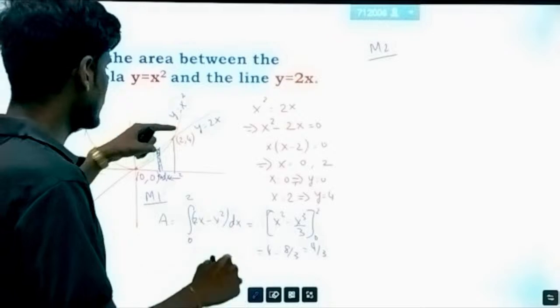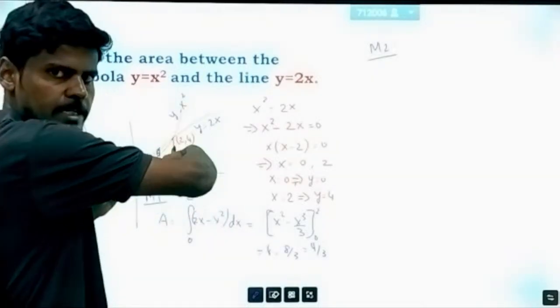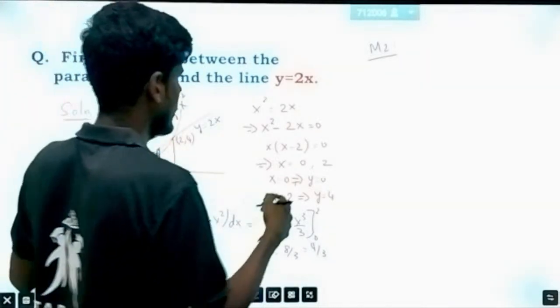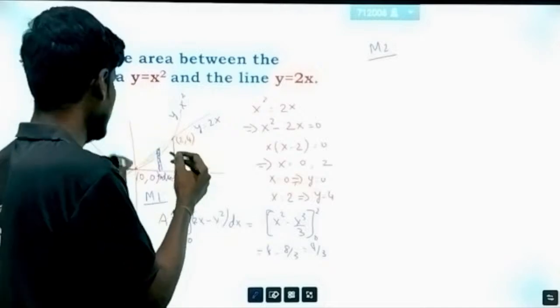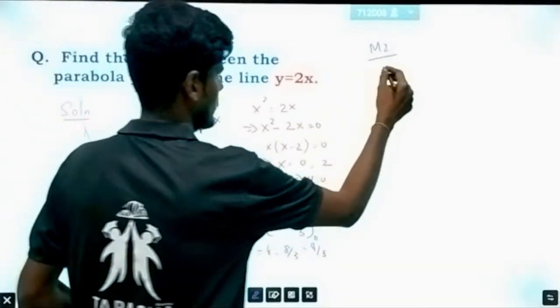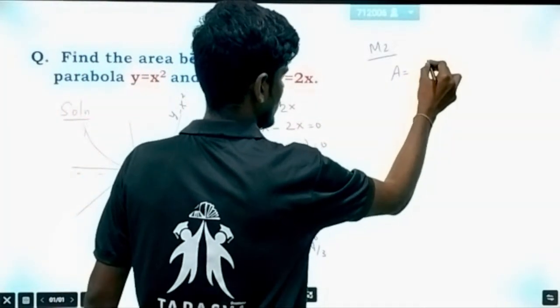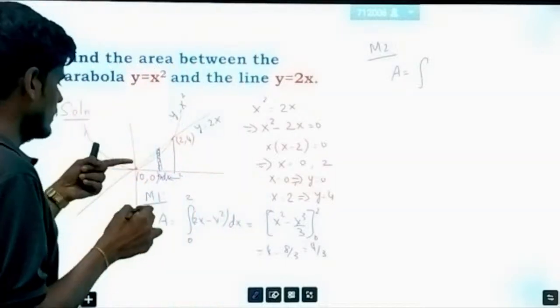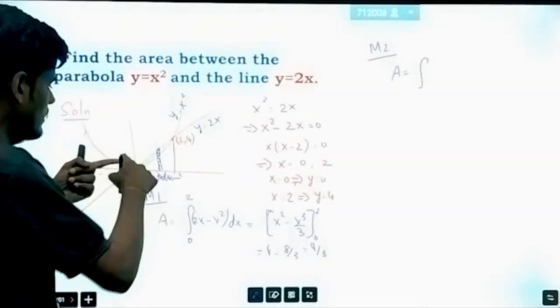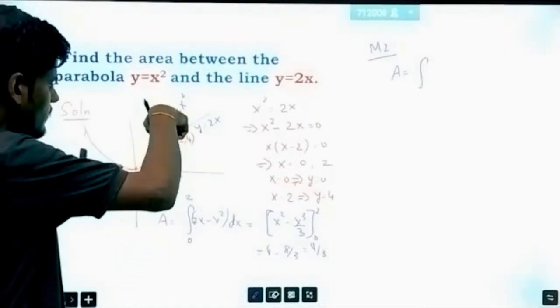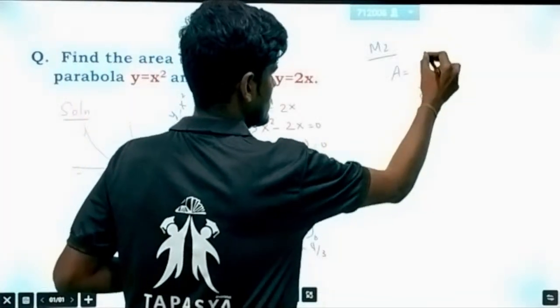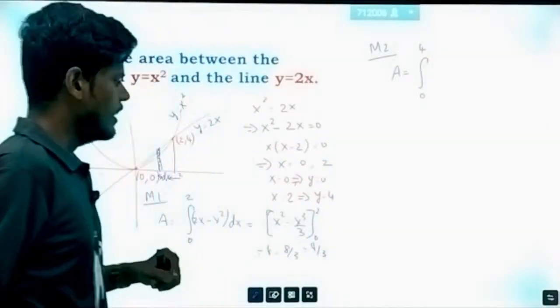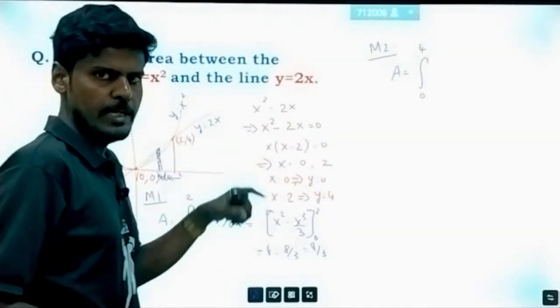Method 2 will be to evaluate along a strip in terms of dy. So we'll have a horizontal strip moving in the vertical y direction. That means we will get area is equal to the integral of, again, the value of y. It varies from 0 up to 4, and this will be x dy.